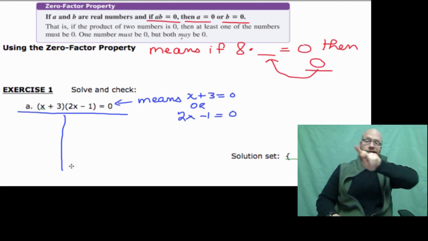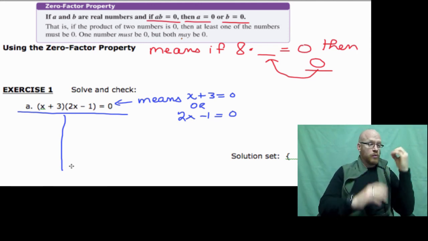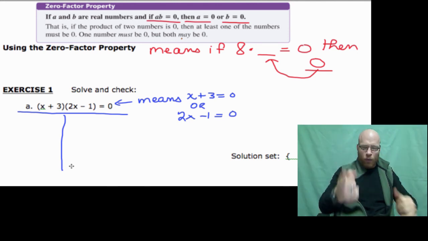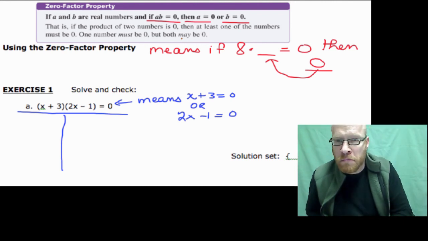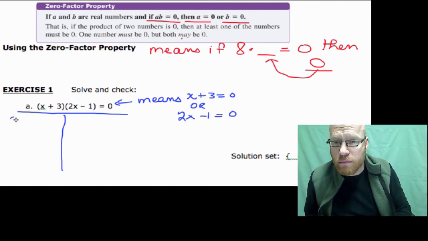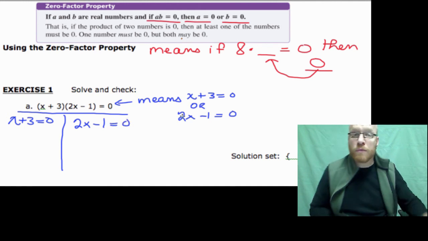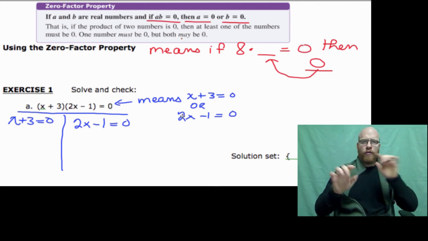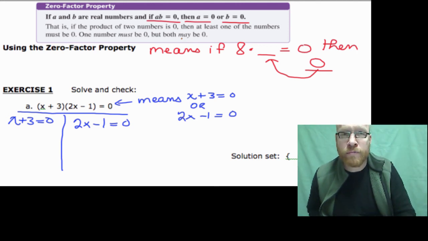Now the second part of this is 2x minus 1. If that equals 0, what is x? So we're going to have two solutions for x. Watch what happens. So I set each one equal to 0. And I calculate for x on both equations.